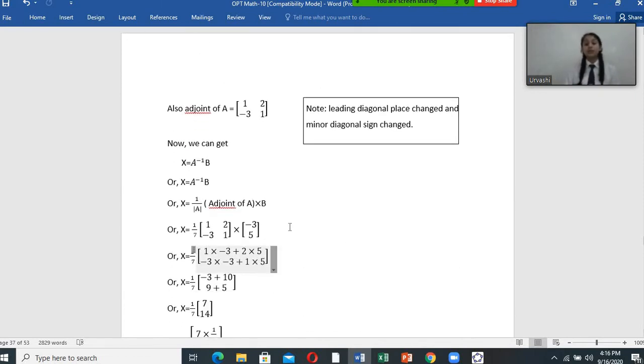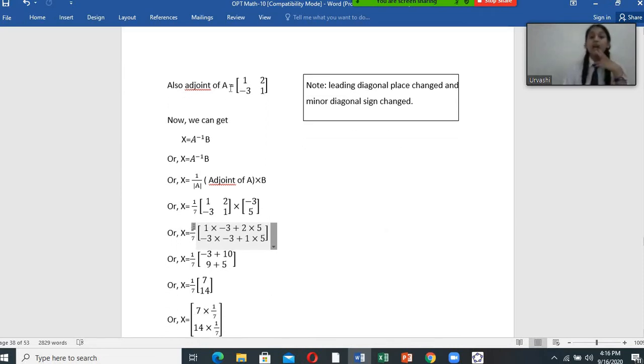Now moving forward towards the solution, we have to find the adjoint of A. How is the adjoint of A found? It is also really a new topic for us. So again I have the third note: the signs of the leading diagonal elements are swapped and the signs of the minor diagonal elements are changed. The required value of the adjoint of A is 1, 2, minus 3 and 1. After changing the signs, we get the required value of the adjoint of A as this.